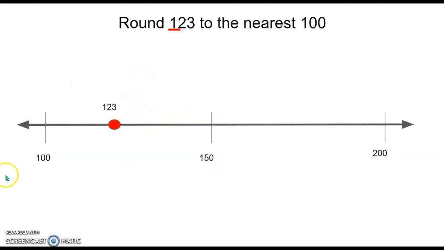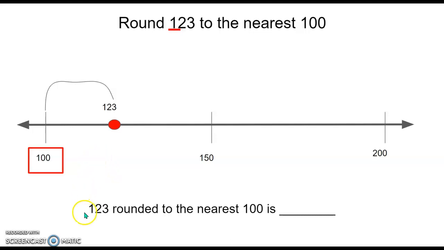And I have to decide now if 123 is closer to 100, or if 123 is closer to 200. When I look at it, I'm able to see that 123 is closer to 100. So I'm going to circle it so I don't forget. Then I'm going to use my sentence stem, and I'm going to fill it in. 123 rounded to the nearest 100 is, we just said that it's rounded to 100. So I'm going to put 100 in my blank. Make sure you have all of this on your paper.